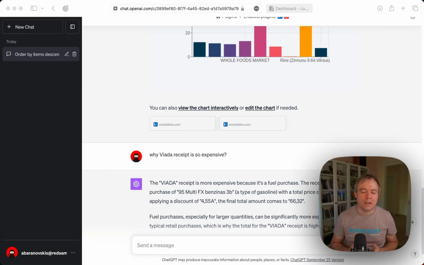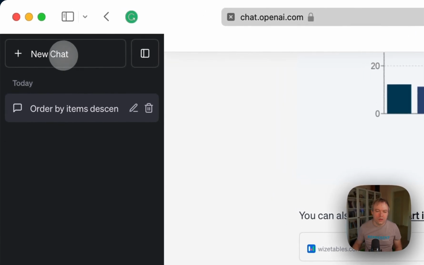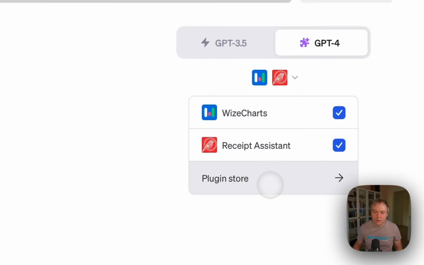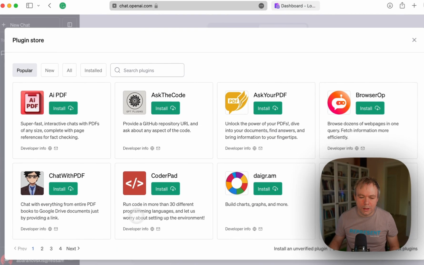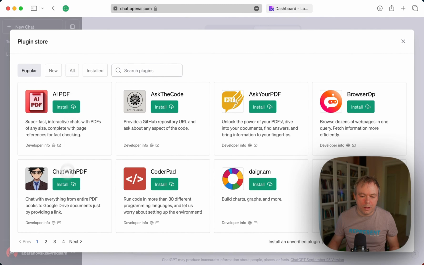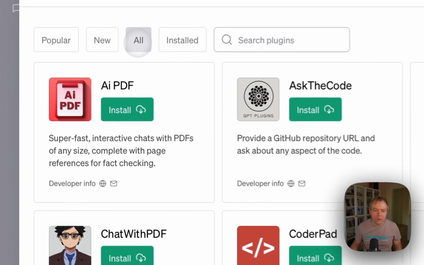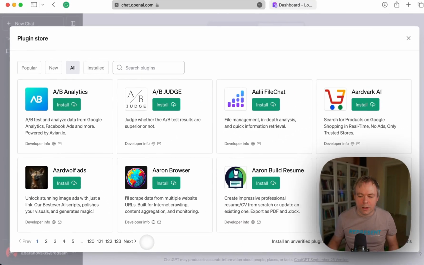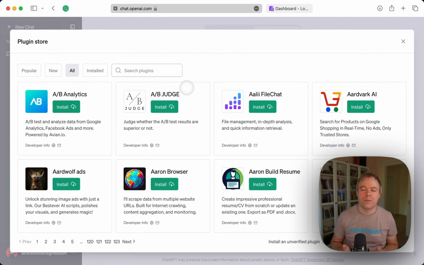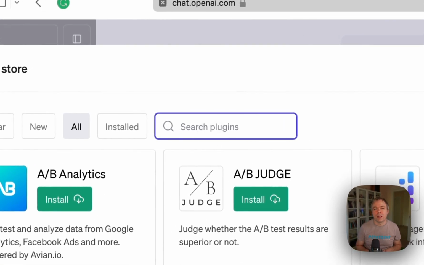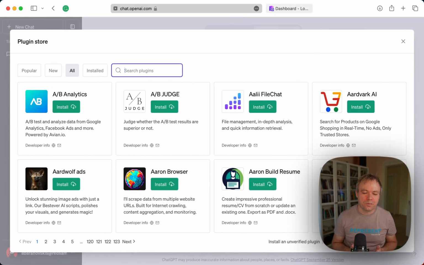The negative thing is that if we go to a new chat and go over here to the plugin store, we'll see that there are just a few plugins in the popular category, and if you go to all, there's a huge number of plugins, and there's no way to sort the plugins based on categories. The only option is to search for a specific plugin by keyword, and then the user would be able to find your plugin. But for new users who don't know your plugin, it's hard to find it. I think if categories were available, it would be much easier to find and install plugins.